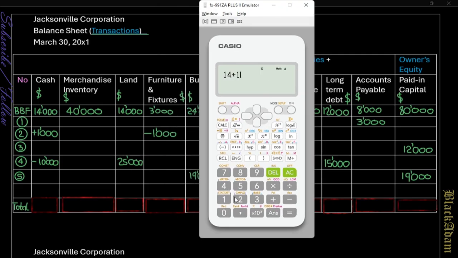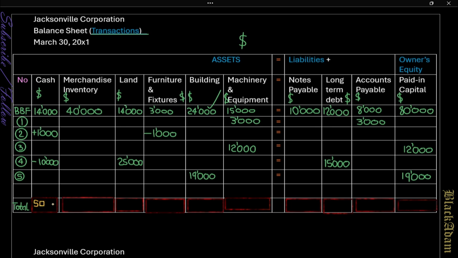So we have 14 plus 1 minus 10, that gives us 5,000. So that is 5,000 for cash. So all the cash that we have in the company for Jacksonville is 5,000. And we have machinery, nothing changed there. It's 40,000 because nothing changed. And then we have 14,000 plus 25,000, giving us 39,000 for land.